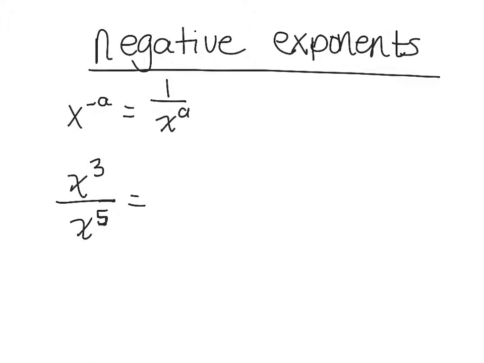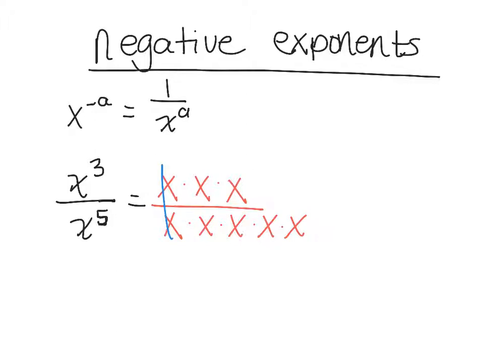So if I write the expanded form of it, x times x times x over x times x times x times x times x. We know that anything, numerator and denominator of the same thing, divided equals 1. So I'm using the 1 from the previous lesson. Here's a 1, and here's a 1. Well, what can I put on top? That's not going to change anything.